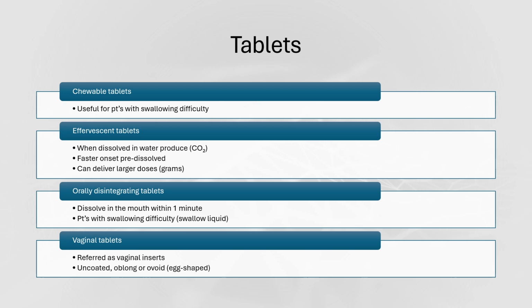Tablets come in many forms, one of them being chewable tablets. These are useful for patients with difficulty swallowing, such as in the case of children. Effervescent tablets are another form. These are tablets that, when dissolved in water, produce carbon dioxide. These have a faster onset of action because they are pre-dissolved and they can deliver larger doses. Think of it in terms of grams. Orally disintegrating tablets are another form. These dissolve in the mouth, usually within 1 minute, and again, these are useful for patients with difficulty swallowing. There are also vaginal tablets, but these are referred to as vaginal inserts. They are uncoated, oblong, or ovoid shaped.